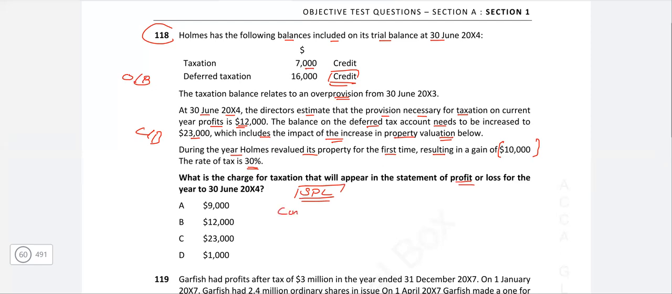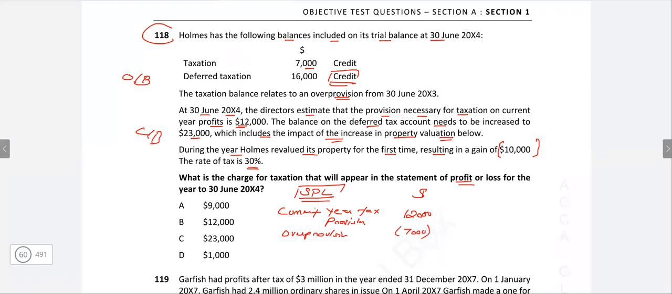We have the current year tax provision. Again, the same thing to do. That's quite simple to see within the question. It says at 30 June, the directors estimate that the provision is 12,000. So it's 12,000 right here. An over provision reduces the current year tax charge. So simply deduct it, 7,000.